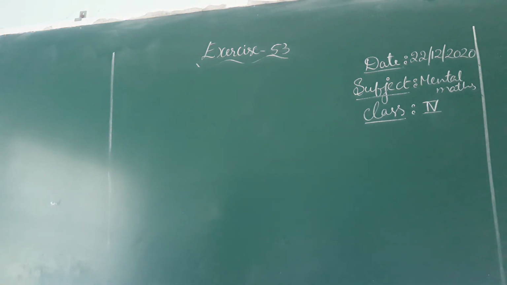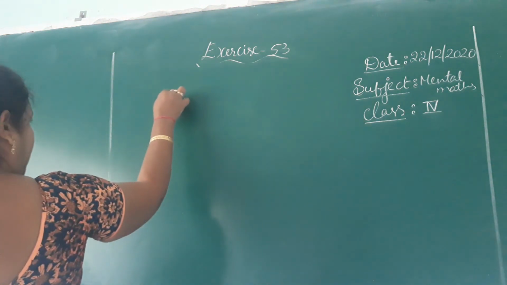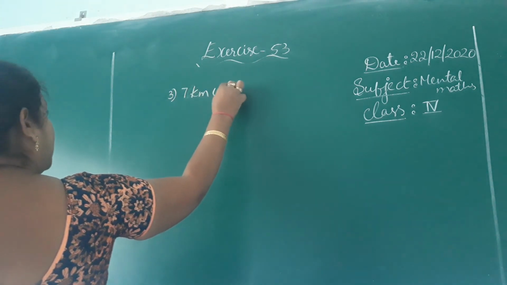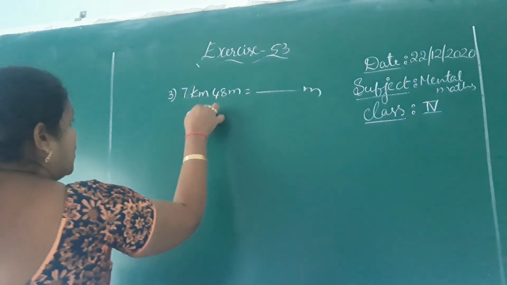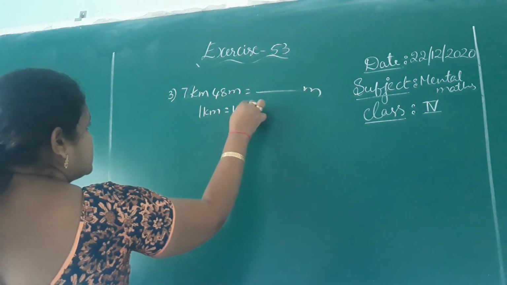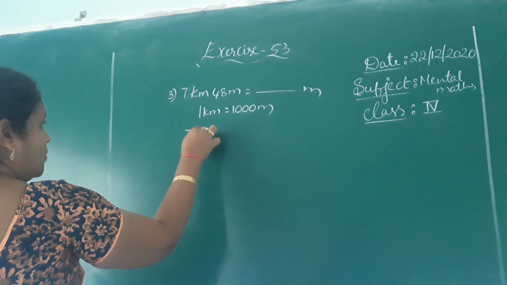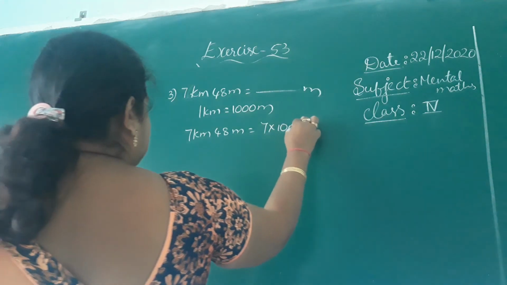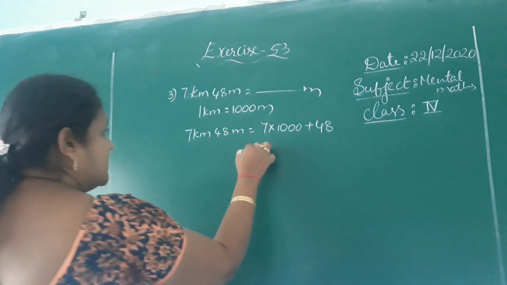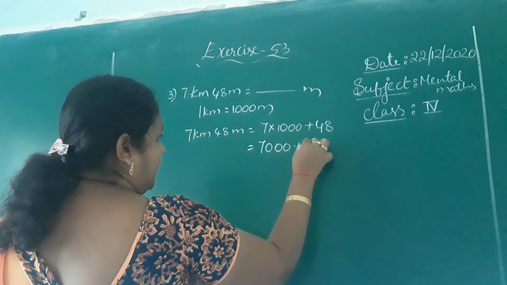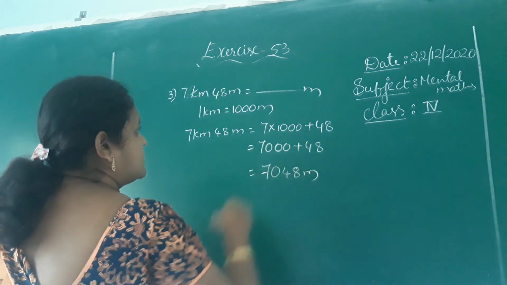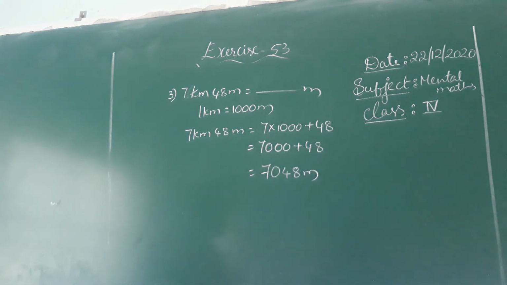7 kilometers 48 meters equal to how many meters? 1 kilometer contains 1000 meters. So 7 kilometers 48 meters equal to 7 into 1000 plus 48. 7 into 1000, 7000 plus 48. It's nothing but 7048 meters. 7048 meters. See the last one, children.